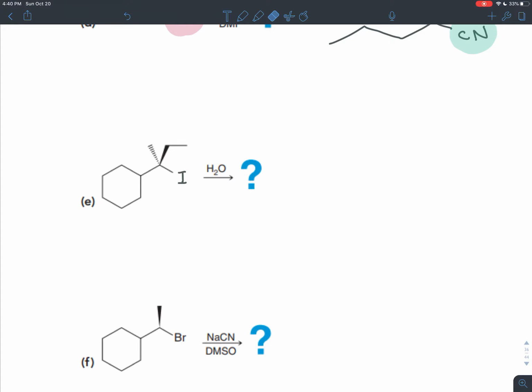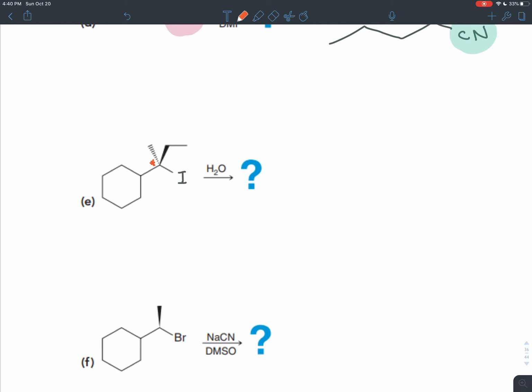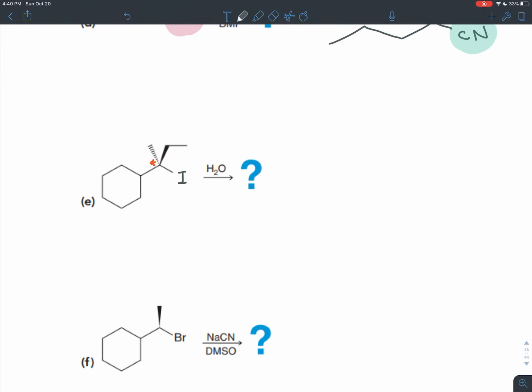We do, however, have a chiral center, because this carbon is bonded to 4 different things. It's bonded to an ethyl group, to a methyl group, to an iodine, and to a cyclohexyl group. So it is a chiral center, and if you ever have a chiral center with an SN1 reaction, you end up getting 2 products. Because you form that flat as a pancake carbocation intermediate, the nucleophile can attack on either side, so you end up getting 2 products.